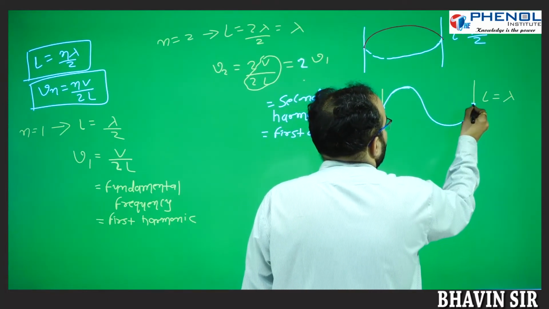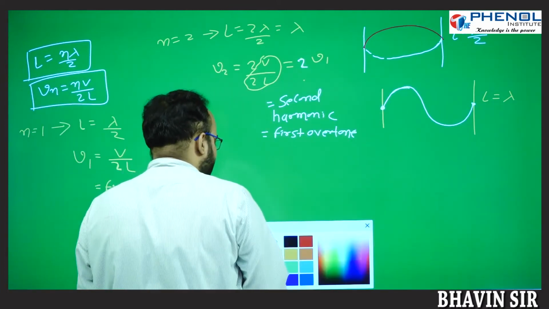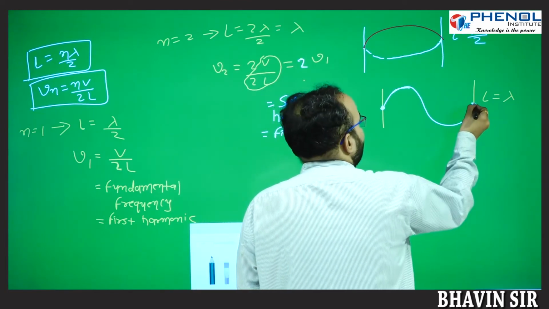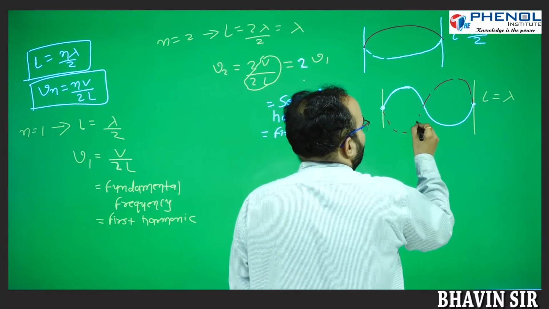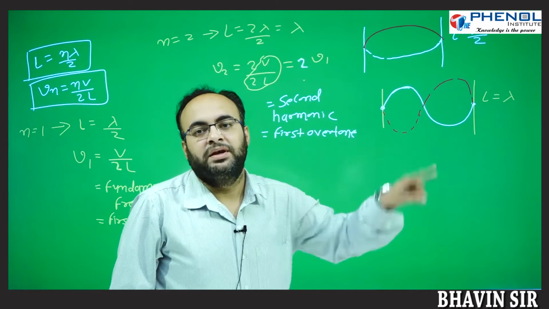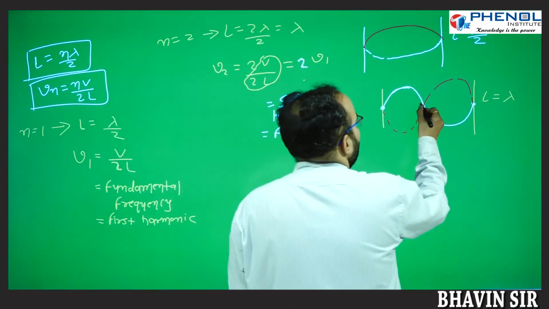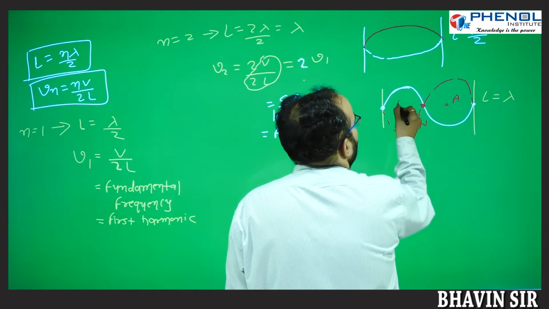Chalo, so this is the incident wave, one complete. Now after that, here is the reflected wave. So see students, it crosses one time. So it is known as the first overtone, and see, here is a node and here an antinode.